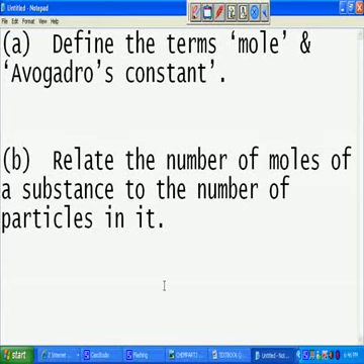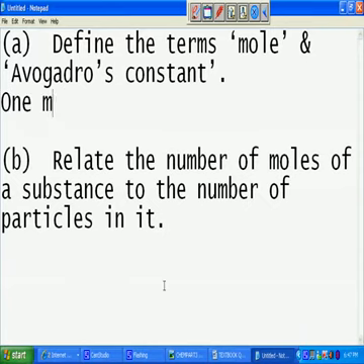Now, they want you to define the terms mole and Avogadro's constant. This question is from Quick Review B, page 32. Okay, so define the terms mole and Avogadro's constant. So, what does 1 mole mean?